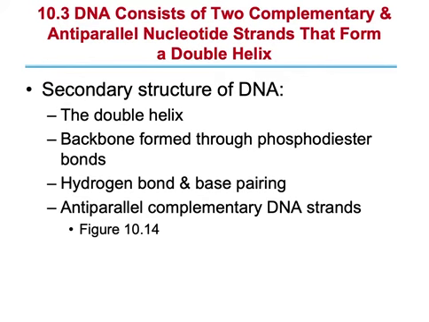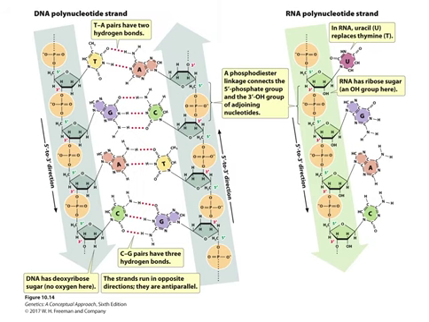The secondary structure of DNA is that of a double helix, which is a backbone formed through phosphodiester bonds consisting of hydrogen bonding and base pairing, and it has an anti-parallel structure. Okay, so DNA is made up of many nucleotides connected by covalent bonds, which join the 5' phosphate group of one nucleotide to the 3' hydroxyl of another.